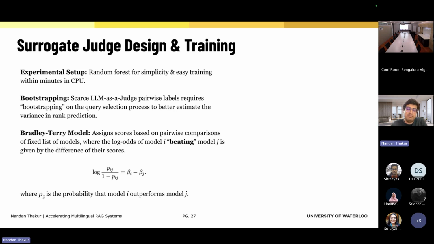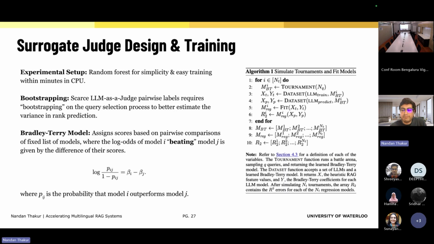We also use the Bradley-Terry model, which was originally used for LLMs to assign scores based on pairwise comparison. It gives you the log odds of model i beating model j, using the probability P_ij. If you're interested, you can look through it in our paper. What we do is run multiple tournaments. For example, we conduct 200 tournaments in which all the models fight each other, and with each tournament we bootstrap a certain set of queries. Using that, we get the final ranks, which are then averaged over the number of tournaments we play.